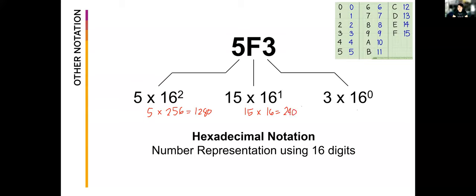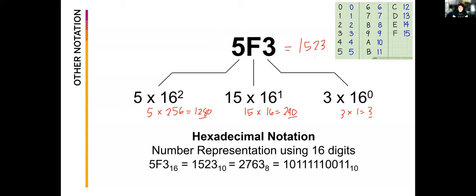Hindi ko double check the numbers. Okay, bahala sa mata to. So 16 raised to 0 is equal to 1 times 3. Okay, ulit dito. 3. Okay. And then if we add all of these, if we add these three numbers, we have 1523. 1523. Is it correct? Yes, it is.